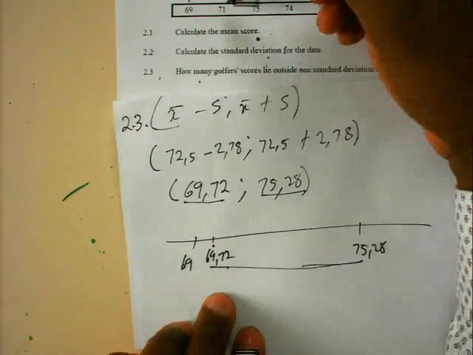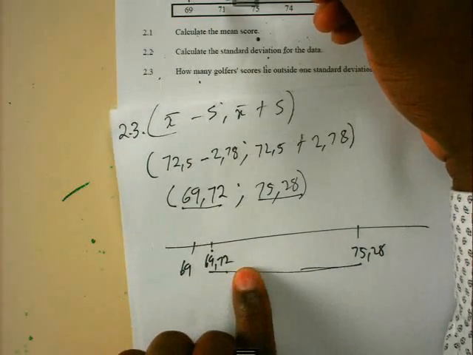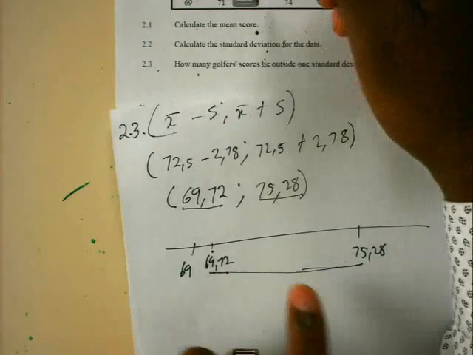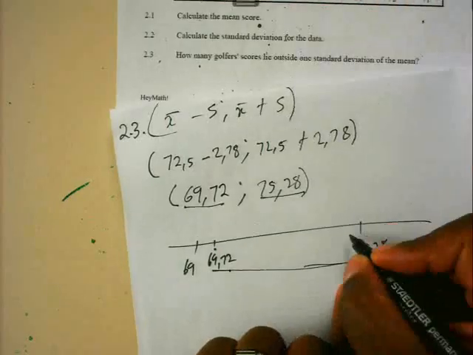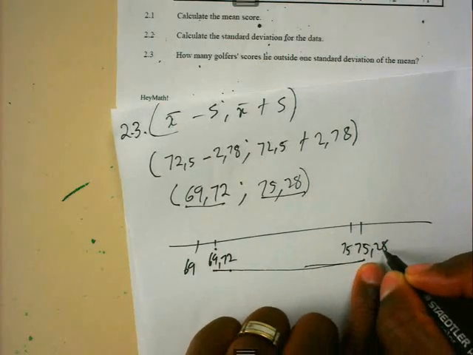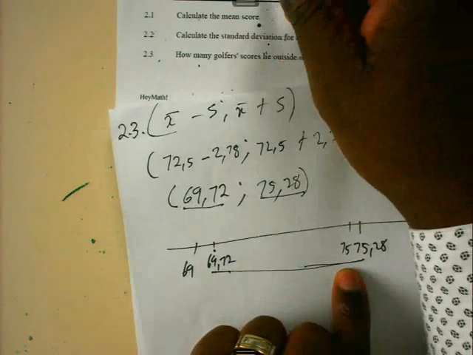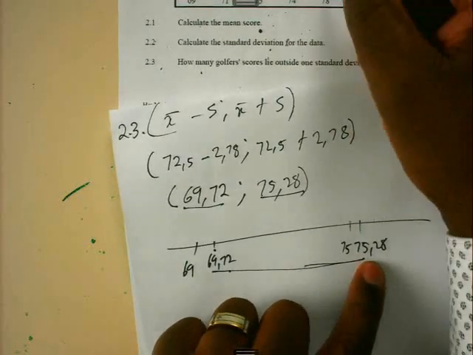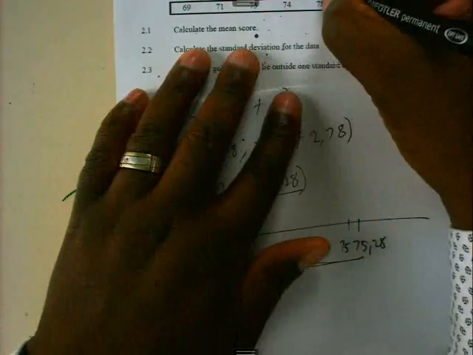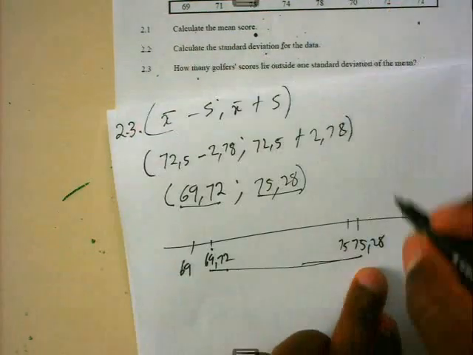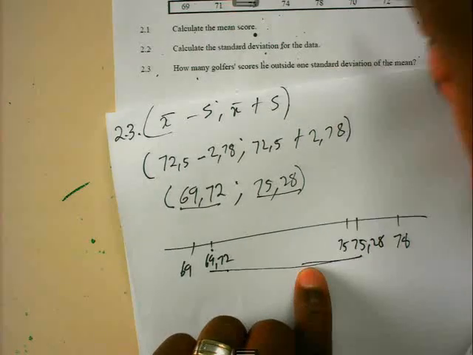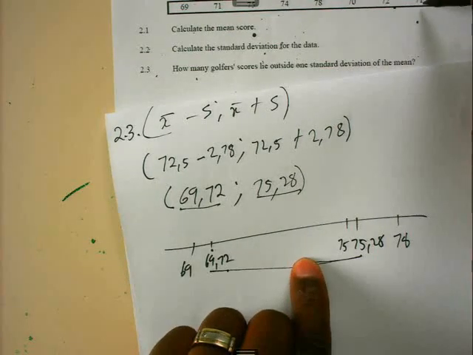Let's check 71. 71 is somewhere in between. It's inside. 75, it's inside, because before you reach 75.28, you've got 75. It's inside. 74, it's inside. 78, this one is outside. This is the second. 78 is outside. 70, it's inside. 72 is inside. 71 is inside.